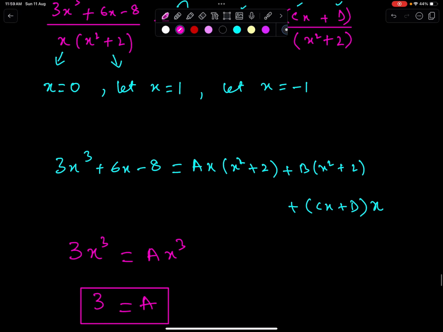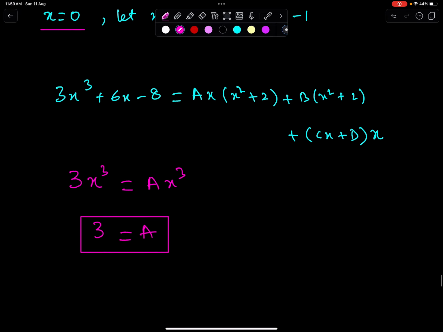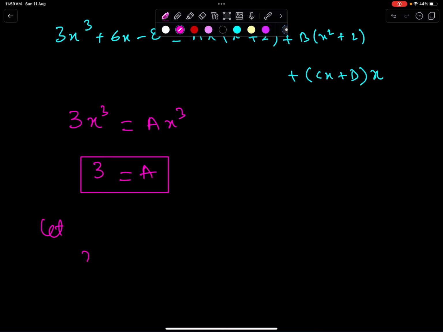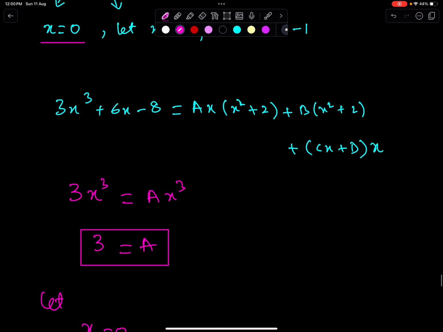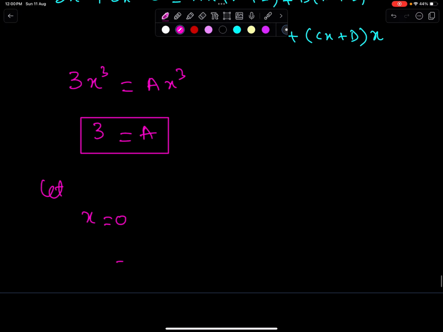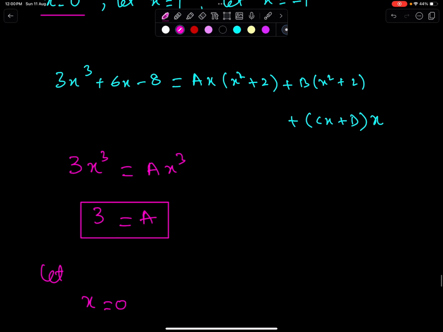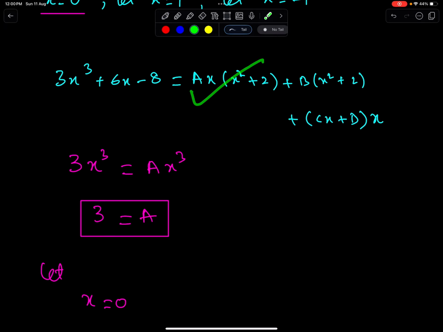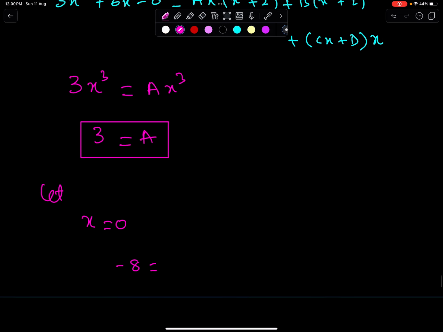Now let's substitute x = 0. So when we substitute x = 0 into this equation, we'll get minus 8 on the left side, and this will become 0, this will also become 0. So we will get 2b. Therefore, b is minus 4.